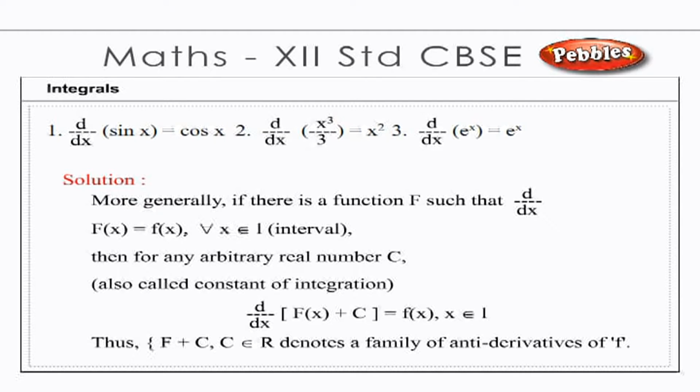More generally, if there is a function F such that d by dx of F of x is equal to f of x for all x belonging to I, then for any arbitrary real number c, also called the constant of integration, d by dx of F of x plus c is equal to f of x, where x belongs to I. Thus, F plus c, c belongs to R, denotes a family of antiderivatives of f.